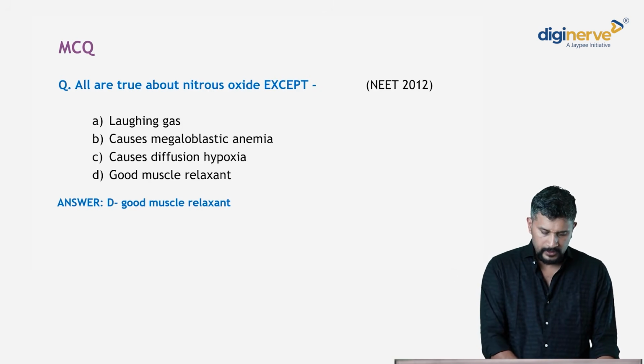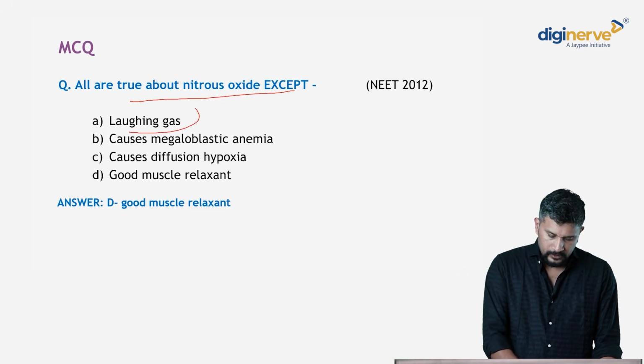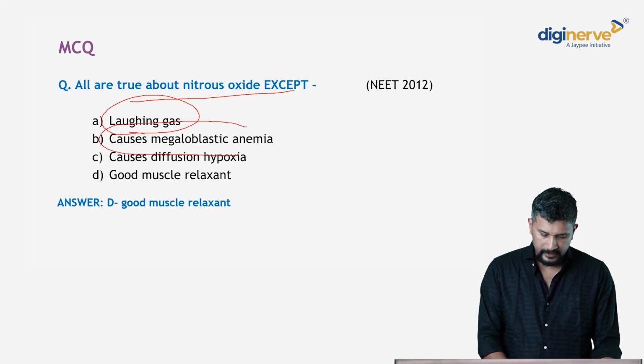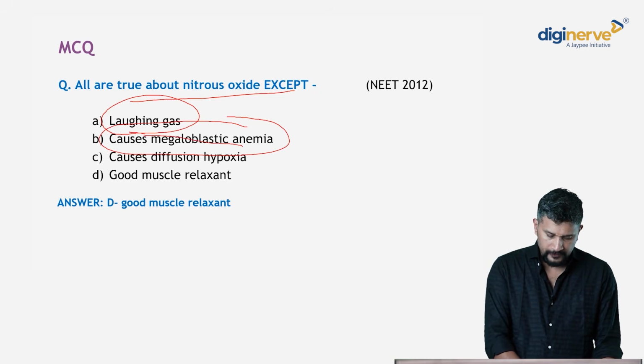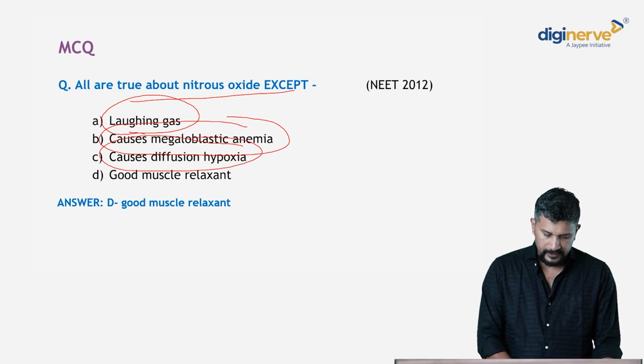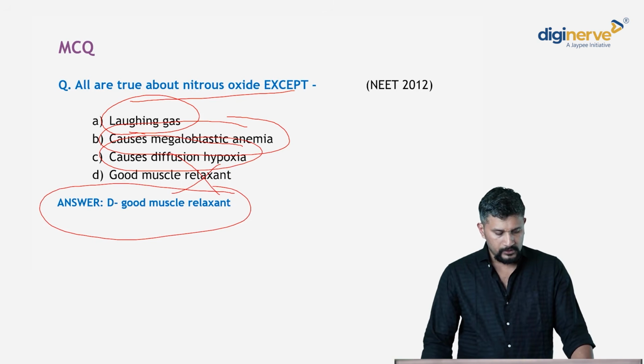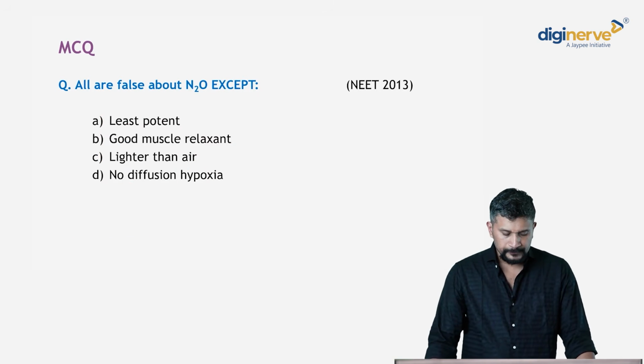All of the following are true about nitrous oxide except: it is also called laughing gas; it can cause megaloblastic anemia like we saw; causes diffusion hypoxia or your Fink effect; it does not, however, cause any muscle relaxation. Therefore, the correct answer is D. It is not a good muscle relaxant.